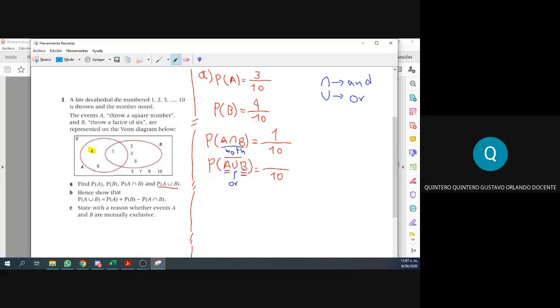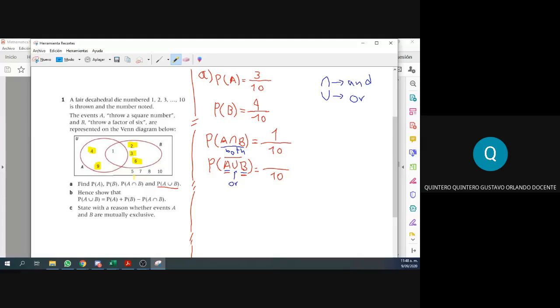Here, that is a square number. Also a square number, right? So I'm counting 2. Also this one, this value 2, right? That is a factor of 6, right? Also this one over here, factor of 6. Also this one over here, factor of 6. All right?